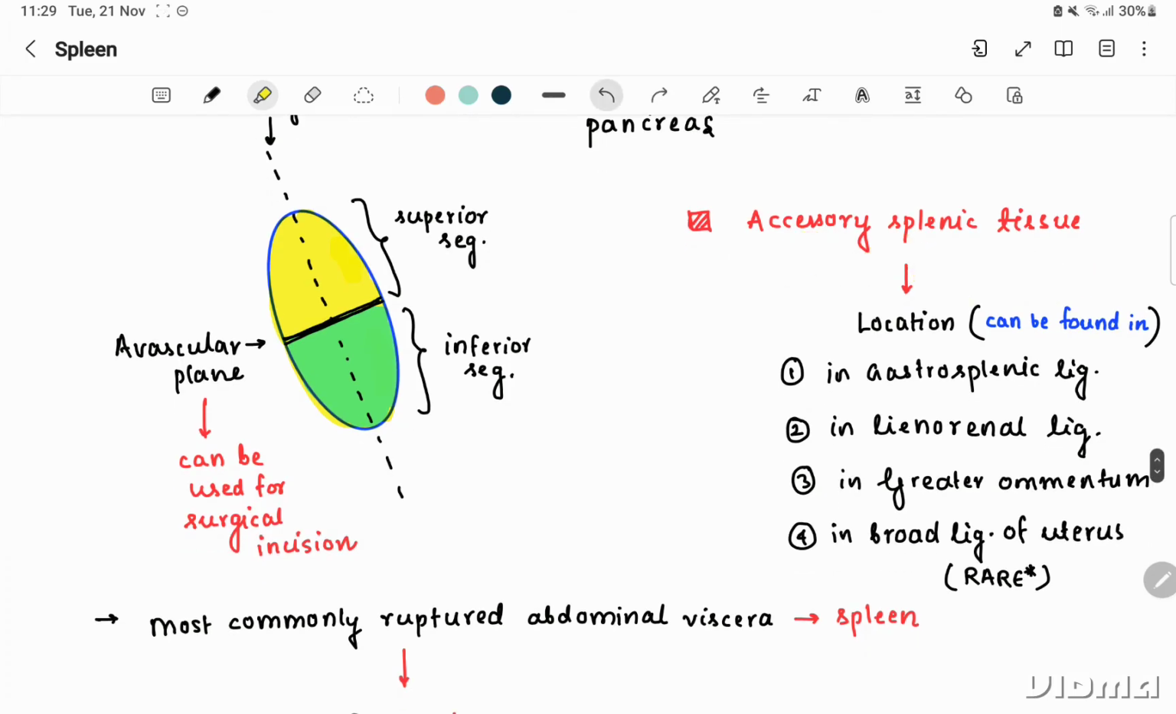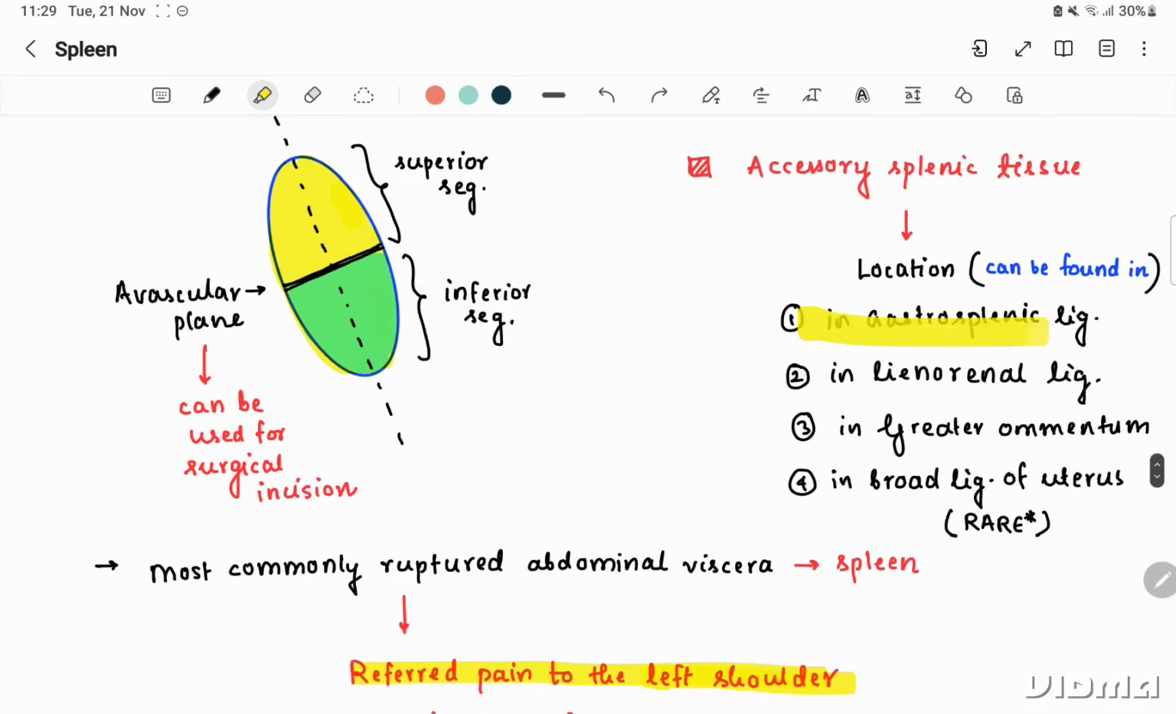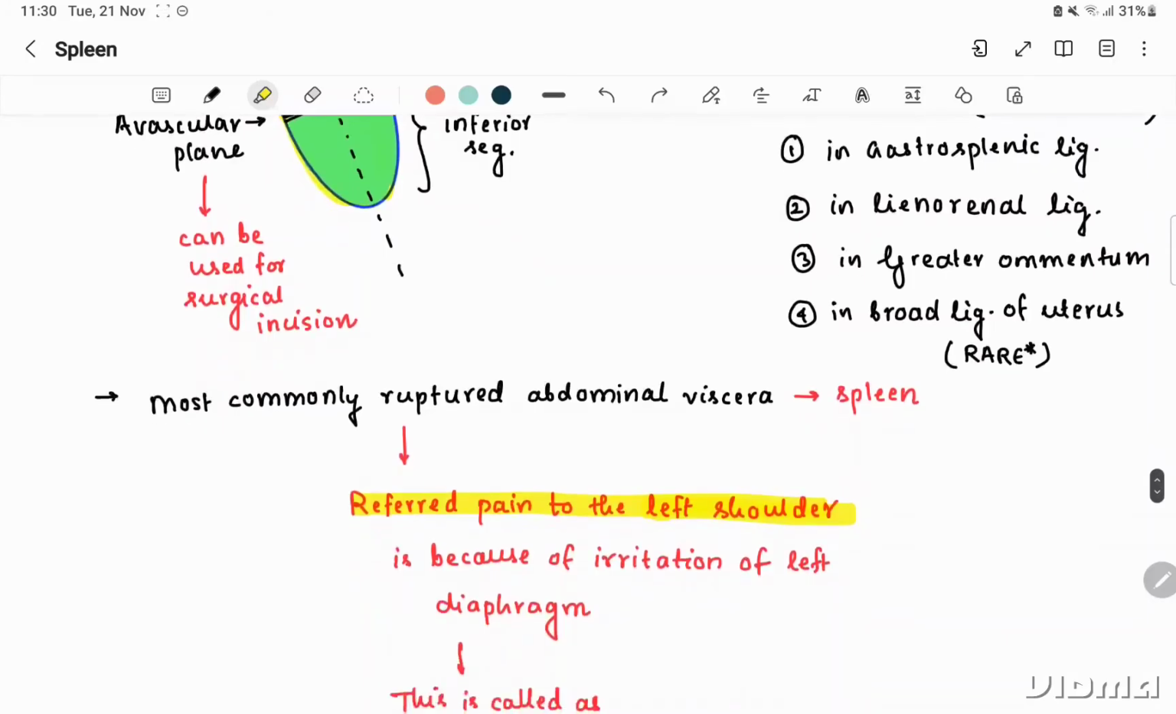Talking about accessory splenic tissues, where can they be found? In the gastrosplenic ligament there may be splenic tissue present, also the lienorenal ligament, the greater omentum, and the broad ligament of the uterus, which is rare. You can find accessory splenic tissues developing in these regions, which is abnormal.